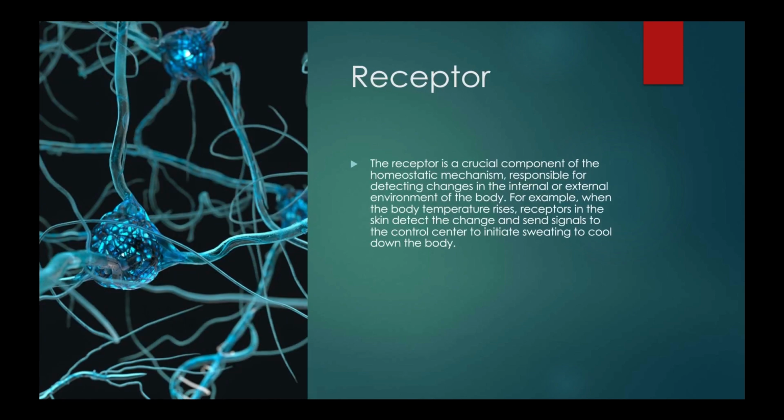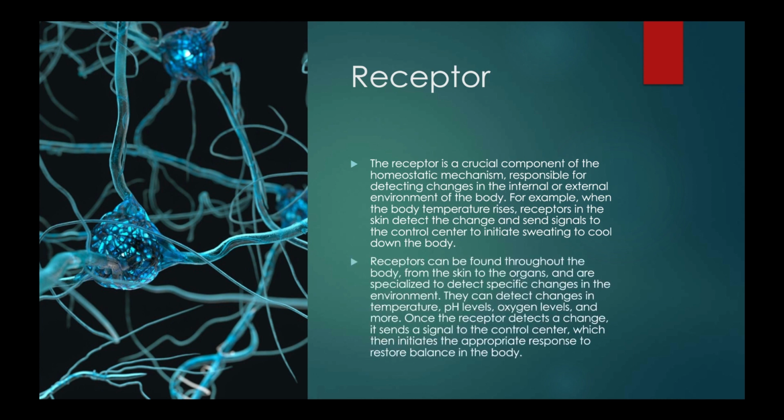Receptor. The receptor is a crucial component of the homeostatic mechanism, responsible for detecting changes in the internal and external environment of the body. For example, when body temperature rises, a receptor in the skin detects the change and sends signals to the control center to initiate sweating to cool the body down. Receptors can be found throughout the body, from the skin to organs, and are specialized to detect specific changes in the environment. They can detect changes in temperature, pH levels, oxygen levels, and more. Once the receptor detects a change and sends signals to the control center, the control center then indicates the appropriate response to restore balance in the body.